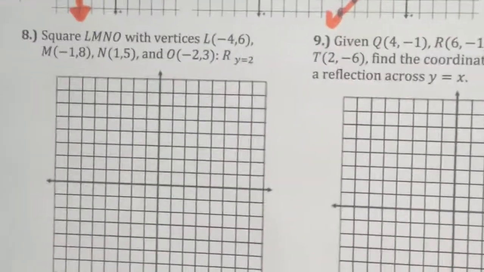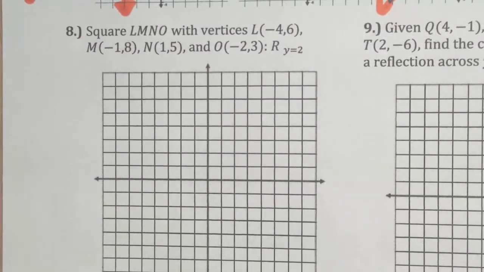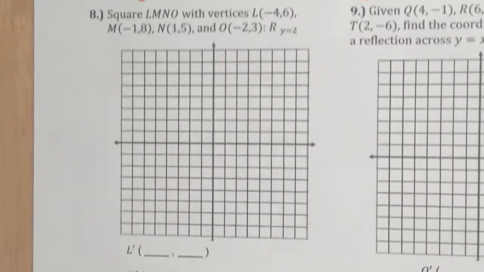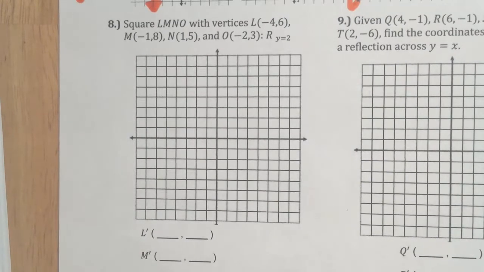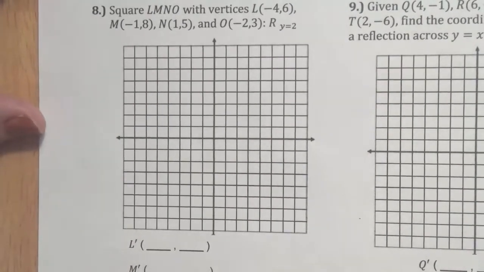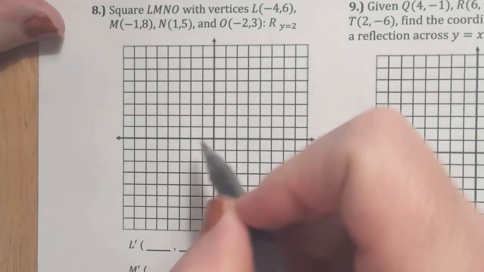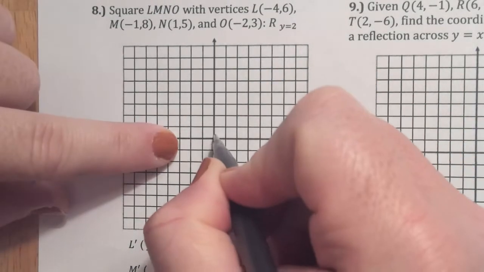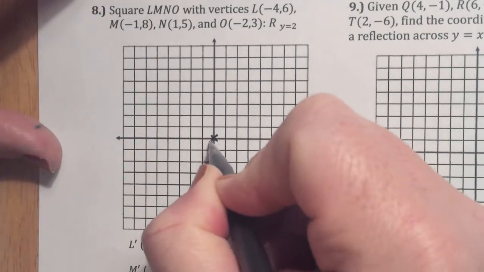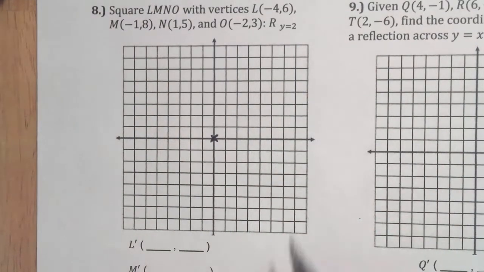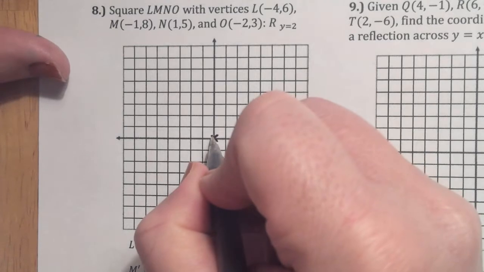Okay, let's go down to number 8. So please remember, if I'm only asking you for 1 point, only plot that 1 point. You'll save yourself tons of time. Okay, so for number 8, this is my 0, 0, so I'm just going to put a little X there to help me know where my center is. All right, let's plot the points.